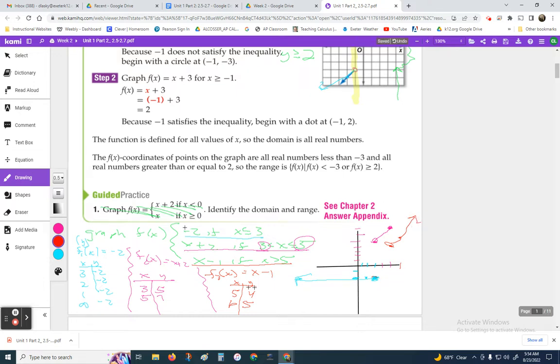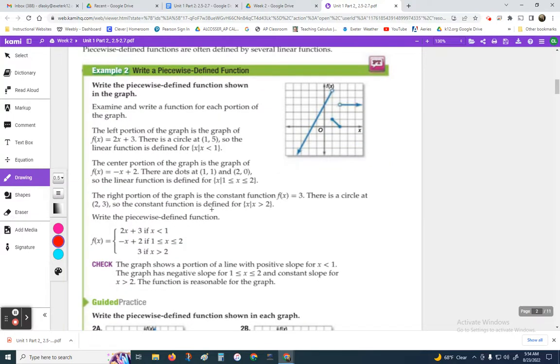Okay? So just do input-output tables. Follow the rules, and you guys will be fine. All right. So let's go tackle this other piece here.